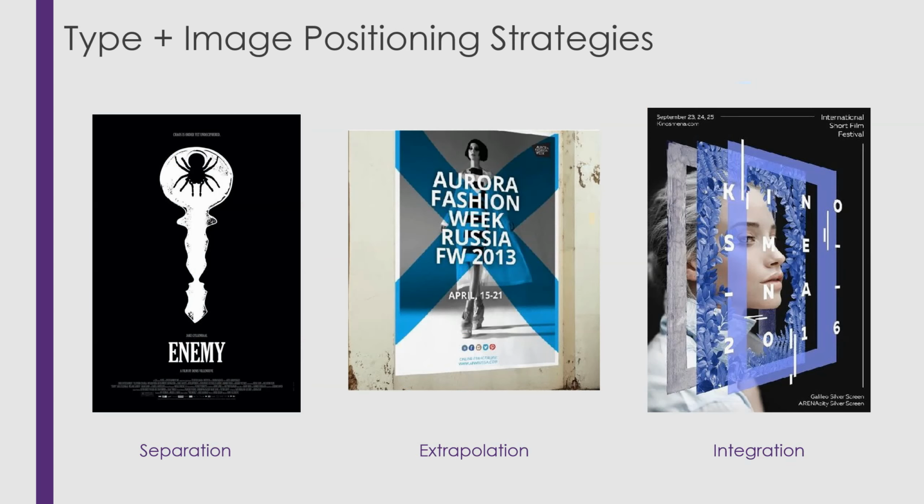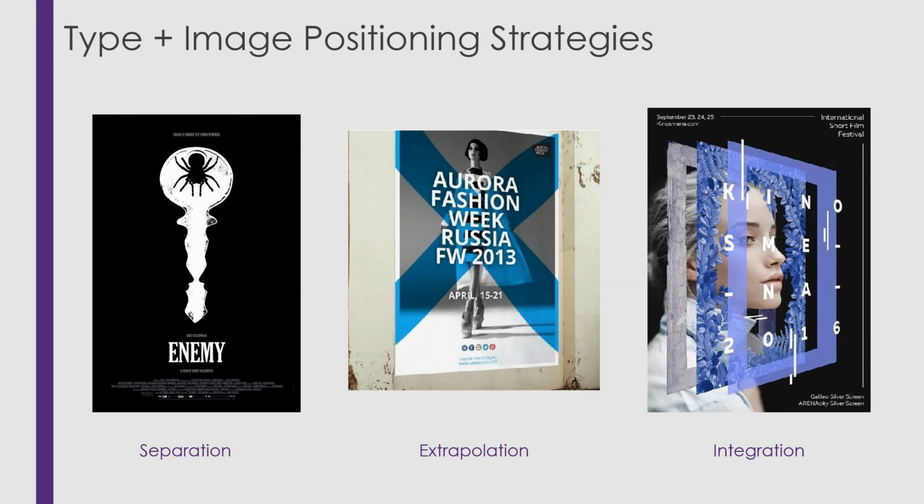All right, so next, type and image positioning strategies. We talked about alignment a lot in the first part of this lecture and different ways you can organize the elements of your design to create interesting designs. This is just three more ways to really think about your composition.